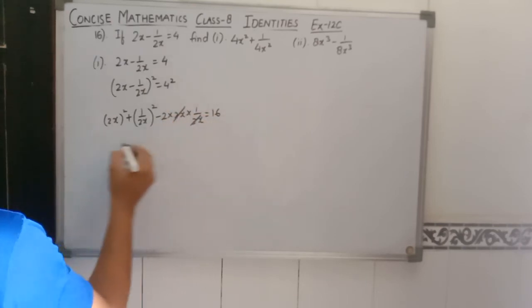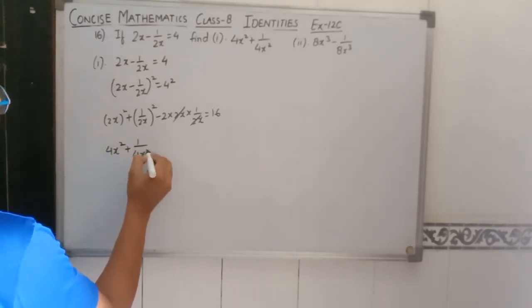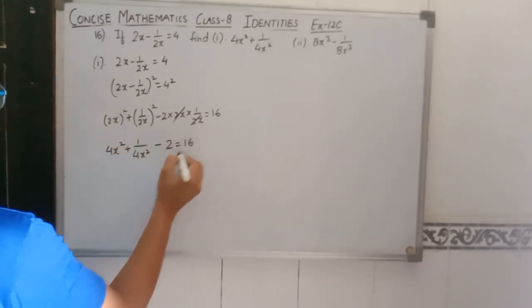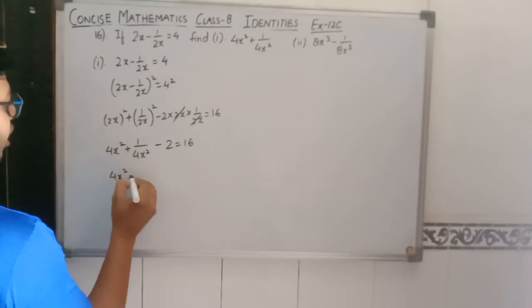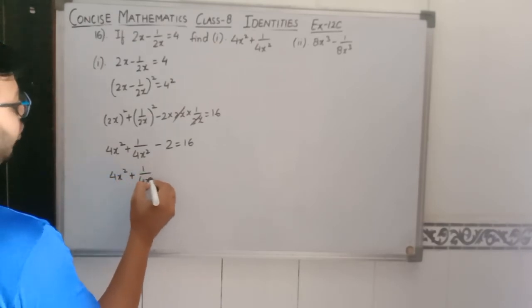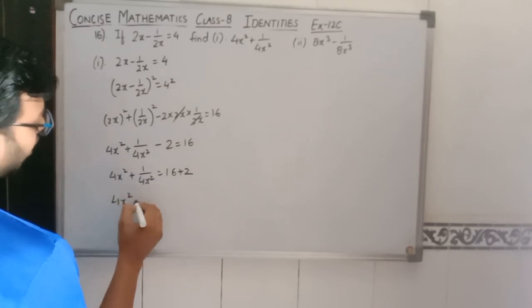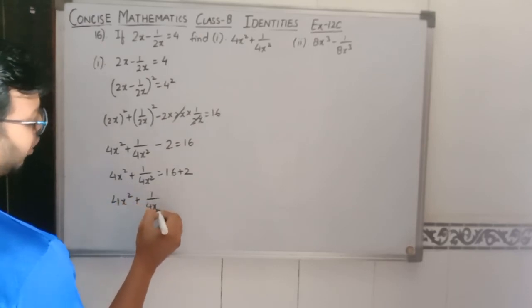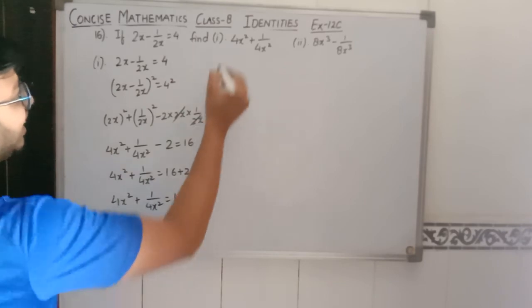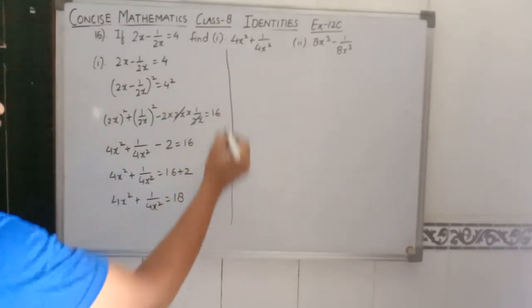So here 2x will be cancelled. It will become 4x square plus 1 upon 4x square minus 2 is equal to 16. So when you change the place of minus 2, it will become positive, 16 plus 2. So overall, the value of 4x square plus 1 upon 4x square will become 18. So that is part 1.